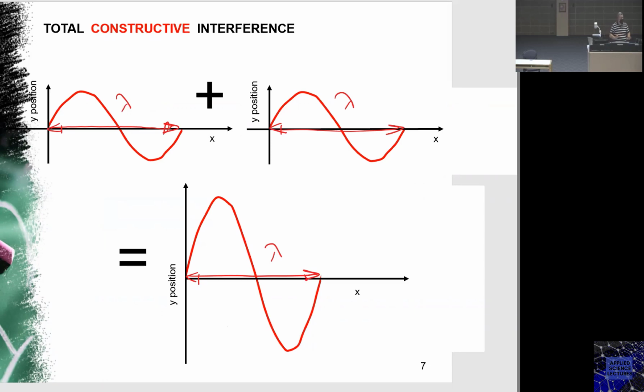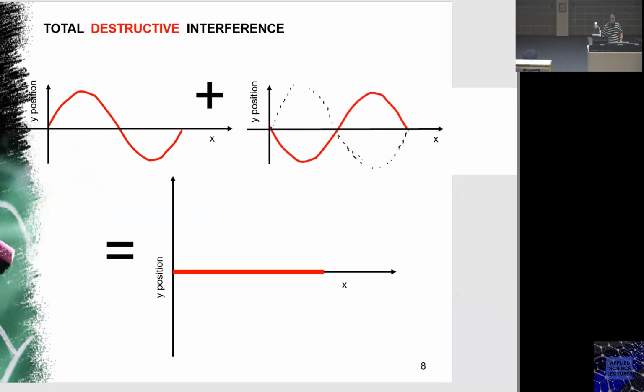But once they overlap, what's going to happen is if this function is a sine theta and this function is a sine theta, then the outcome would be 2a sine theta, which means a function that has the same wavelength, same frequency, however, the amplitude is doubled. This is if they are in phase. They completely overlap in phase.